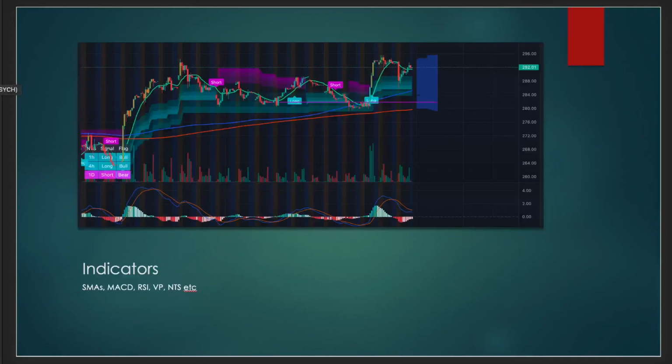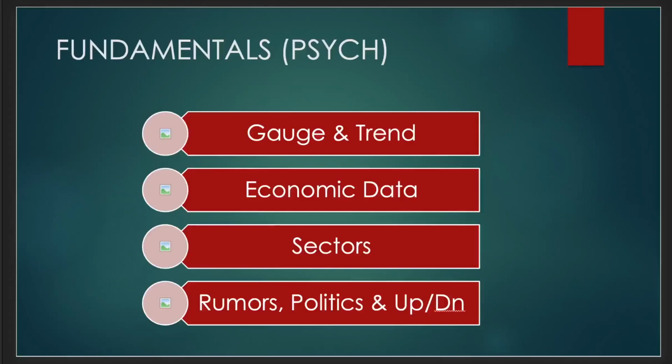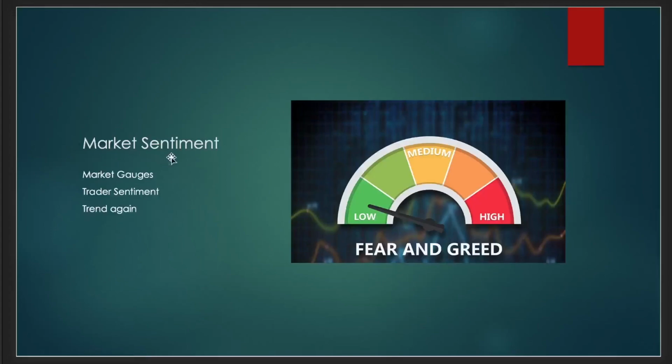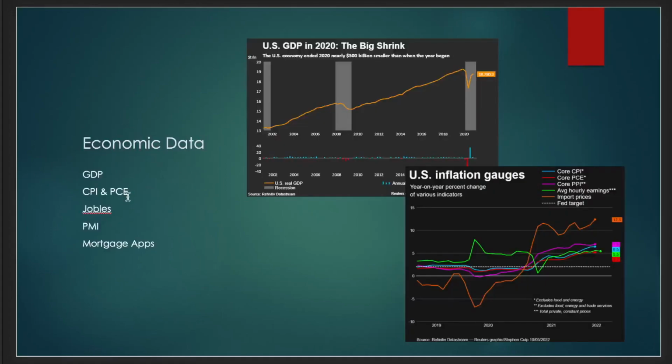So we were done with technicals, and then we moved over to fundamentals. In fundamentals, we cover four areas, and they're very important. There's market sentiment, general market sentiment. Then there's economic data that you need to be able to understand and parse through. There's production with GDP. There's price information with CPI, PPI, and PCE. There's jobless claims and the PMI.